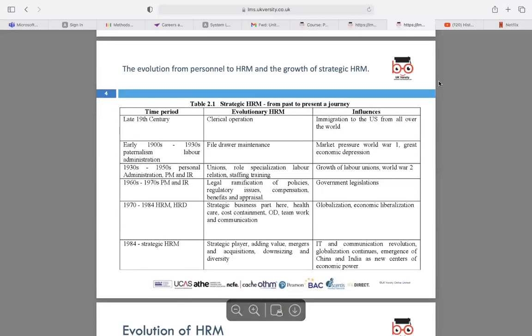I hope that gave you guys an idea of how HR has evolved through the past couple of years, and also the changes that have been brought because of external influences that have been taking place. Like we can see over here, it gives you a timeline of all of the influences that happened, because of which specific set of changes were made to human resource management functions.